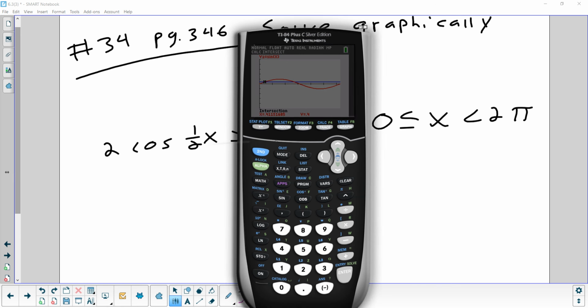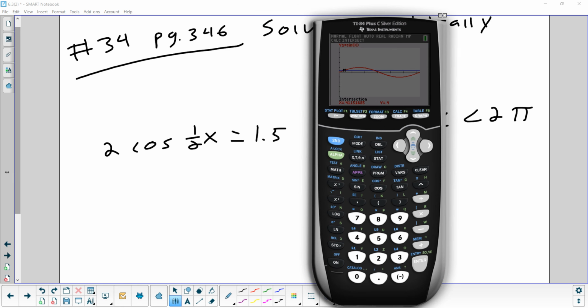All right. Anybody think they could tell me what I need to type in and clear everything out to do this one? What could I put in Y1?